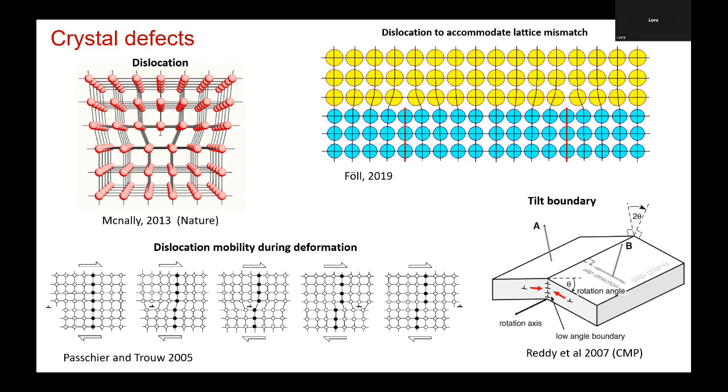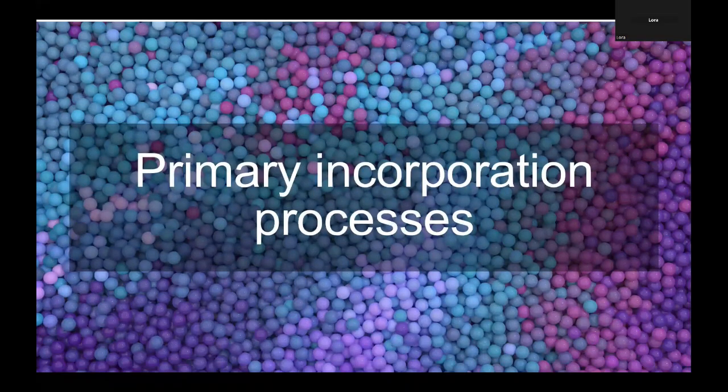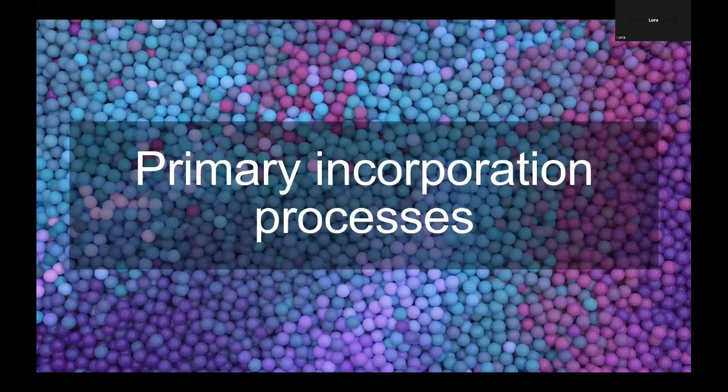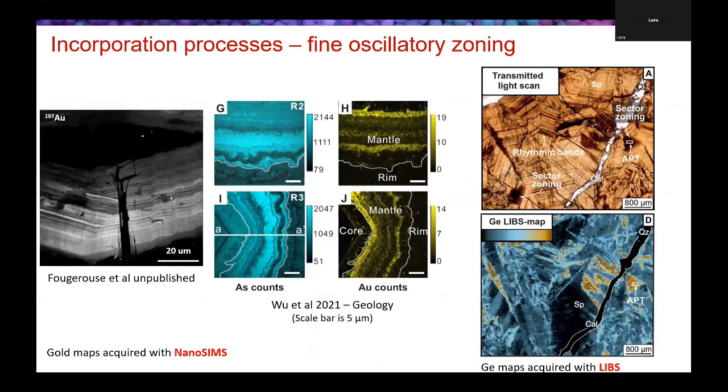You can also form these dislocations by having a mismatch between 2 areas of your crystal lattice. So to accommodate for these bigger crystal lattice compared to these smaller ones, here we need a dislocation, geometrically speaking. Okay, this is going to be relevant later. All right, so very quickly, we're going to go through some primary incorporation processes of our trace elements.